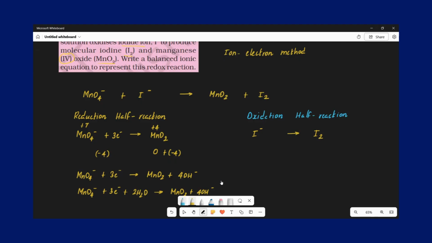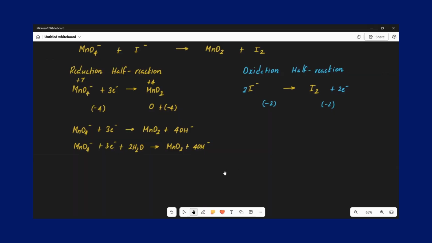Now I am going for the balancing of the oxidation half reaction. When I first balance the element, 2I minus gives I2. Oxidation is loss of electrons, so 2 electrons. When I look at the charge, it is balanced already. This is negative 2 and this is also negative 2. So the half reaction of oxidation is also balanced. Now I am going to add them.